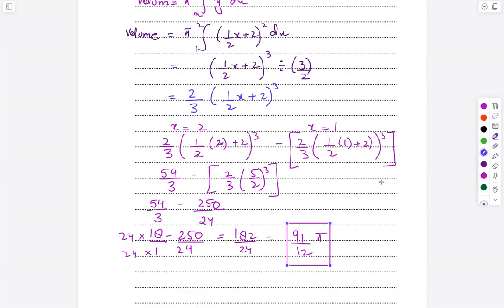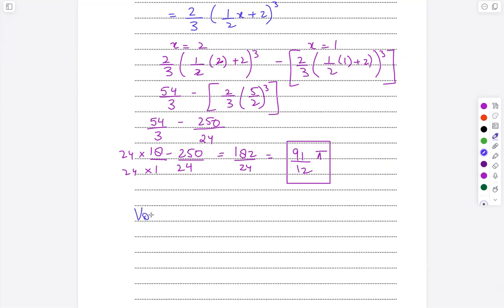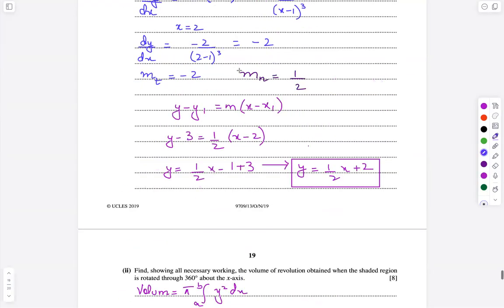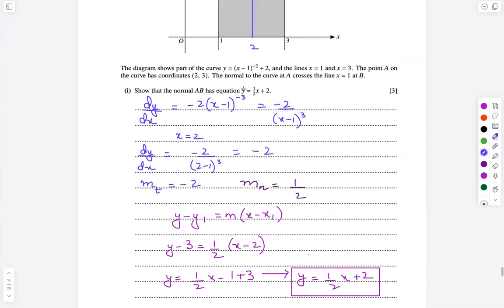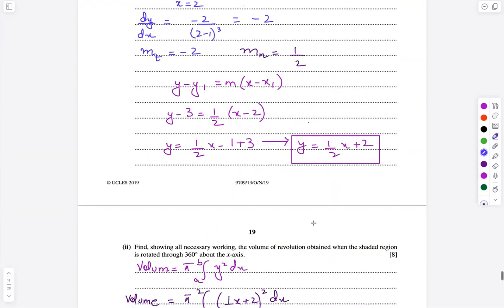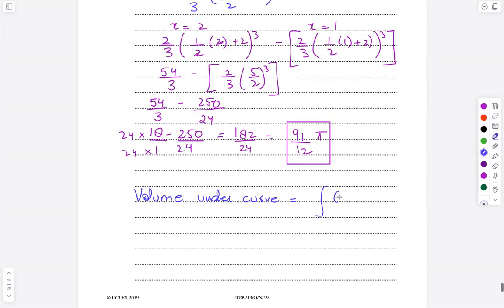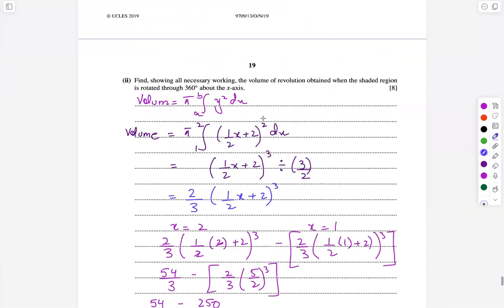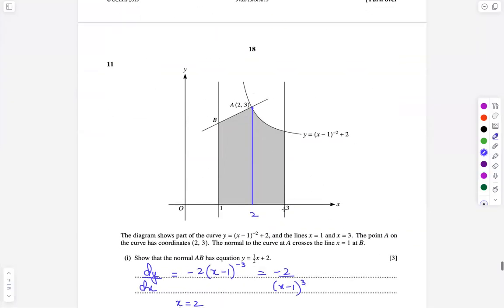Now, once we have the volume under the line, to find the volume under the curve, we'll again use the same formula, and we'll use the equation of the curve. So the equation of the curve was y equals x minus 1 to the power minus 2 plus 2. We'll have to first square this and apply the limits. The limits in this case will be 3 and 2. As we can see over here, the upper limit is 3 and the lower limit is 2.